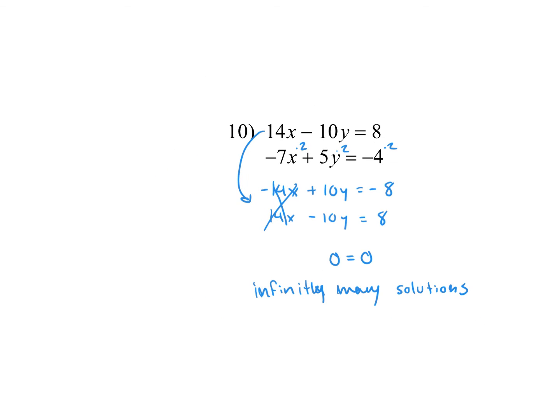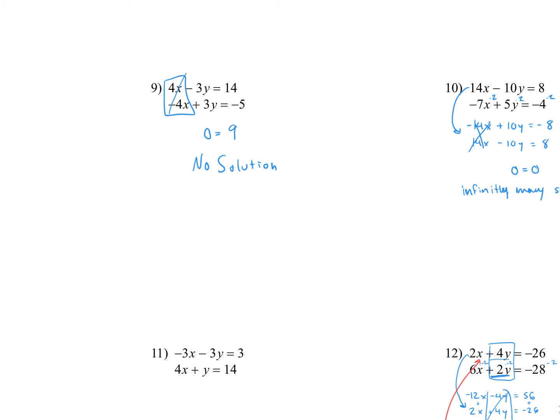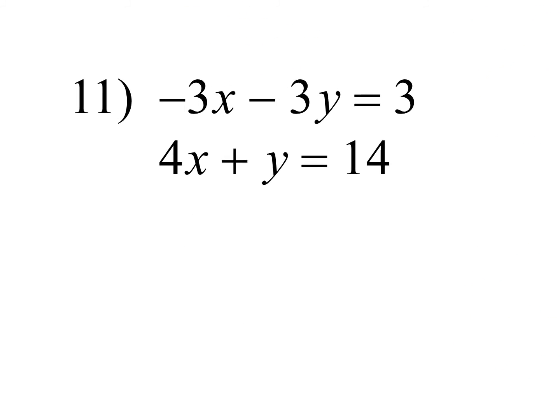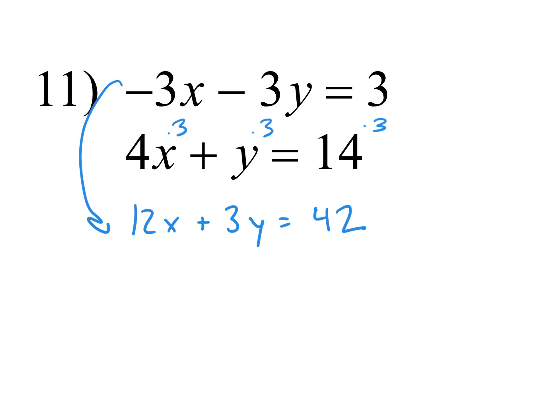Alright, let's do number 11. I think we did 12 in class, so we'll do 11 together. Alright, so here. Can I cancel out one of my variables right away? No. So what do I have to do? Multiply everything on the bottom by 3, and then what's going to cancel out when I do that? The y's will cancel. So what's 4x times 3? 12x. What's y times 3? 3y. And 14 times 3? 42.